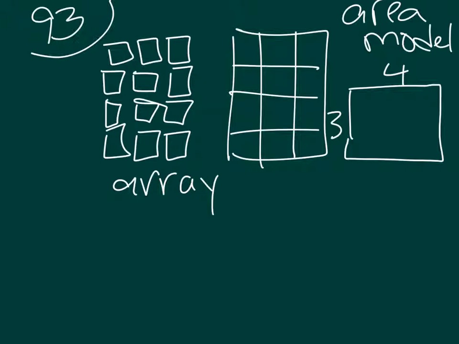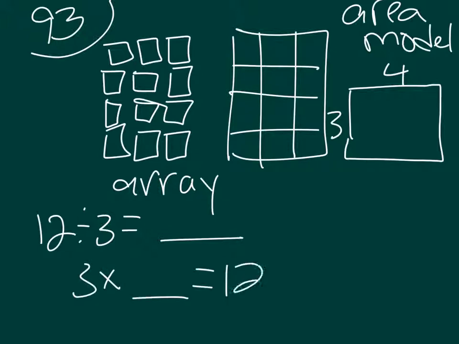All right. And then they give you different equations. For each one, there's 12 divided by 3 equals something. And then 3 times something equals 12. They're just reminding you that these are related. If you know your fact families and multiplication, you will be great at division as well. So go ahead and find the answers for each of those.